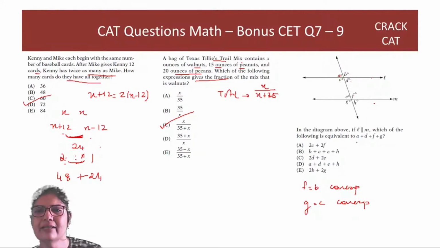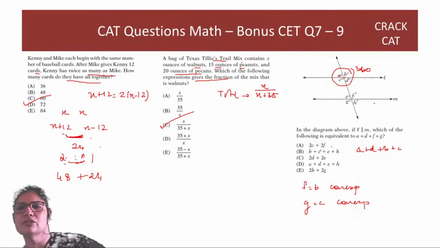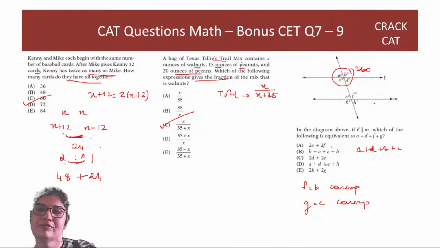Okay, so I can rewrite this expression as A plus D plus B plus C, which is angles around a point, and they will all add up to 360 degrees. So you can check which of these add up to 360 degrees, right? Or you can actually now just see whether some of these things could be substituted.